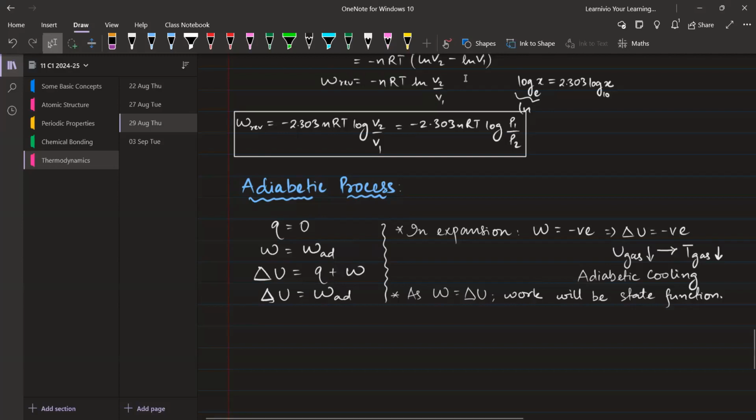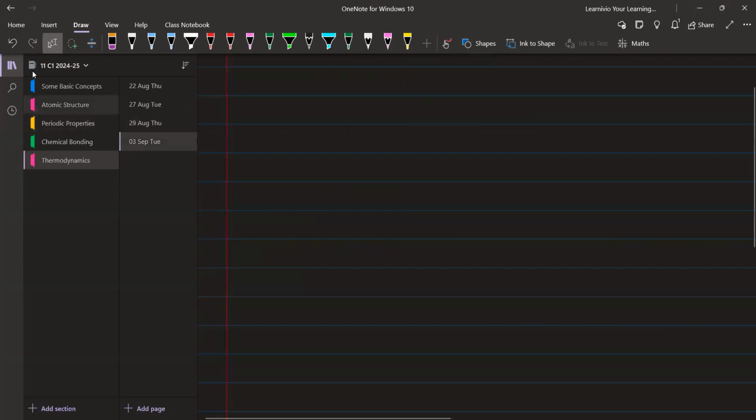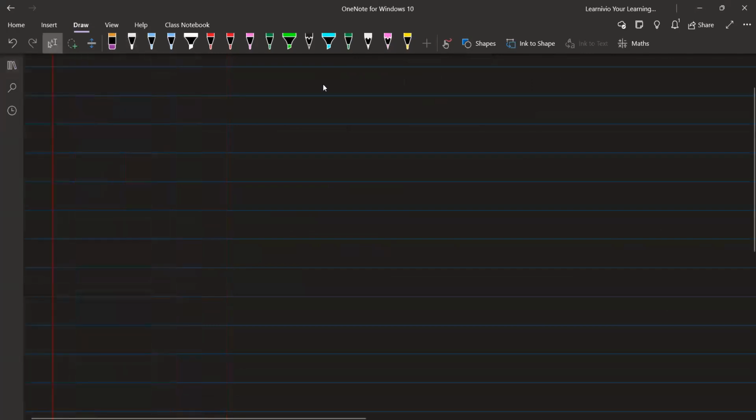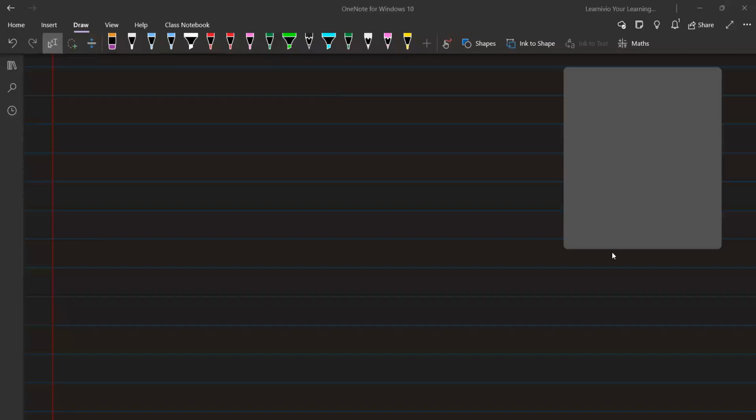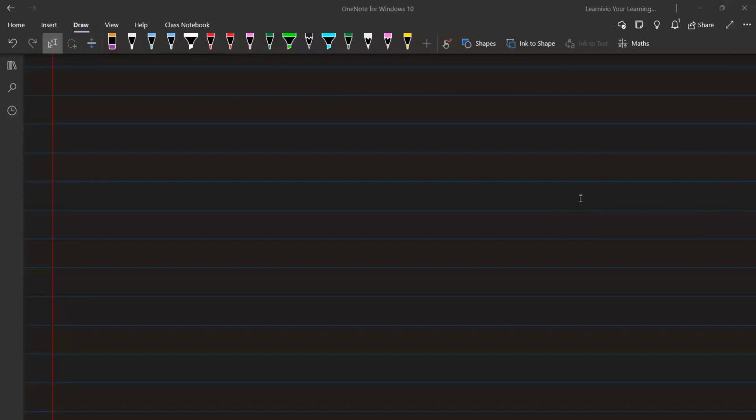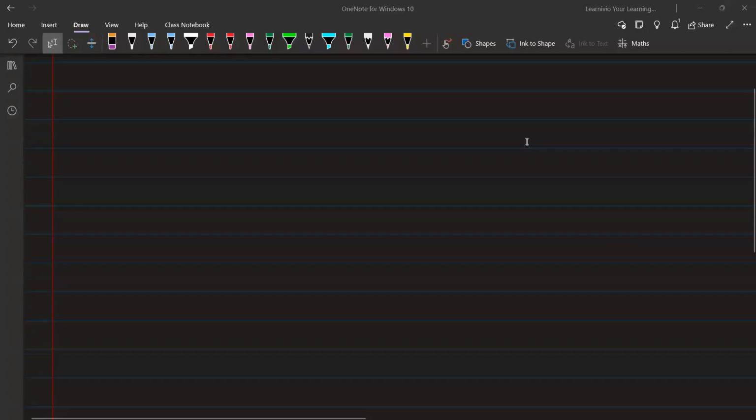Without heat, the temperature decreases, and that is why it is known as adiabatic cooling. Now, in the next case, we are going to analyze the situation when there is exchange of heat taking place. Okay? When there is an exchange of heat taking place, what happens, what does not happen, we are going to study that.